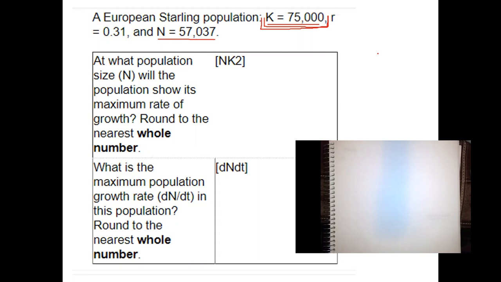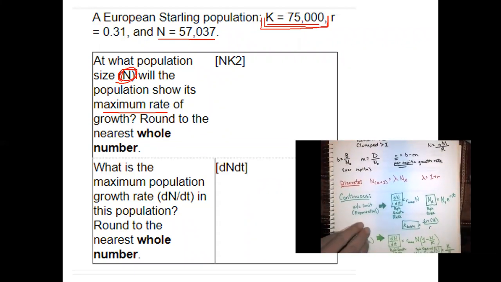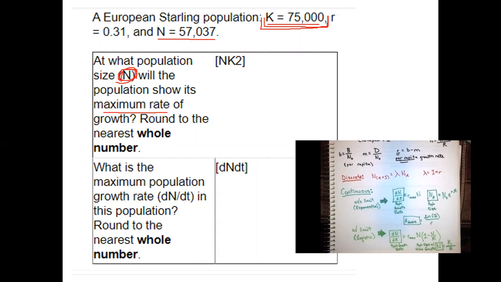Okay, so at what population size, N, so we're looking for an N, will the population show its maximum rate of growth? Right, so we're not talking about the growth rate, we're talking about the population size when the population is growing the fastest. So if we look at our list of equations, all the way down here at the bottom, we see N equals K over 2.